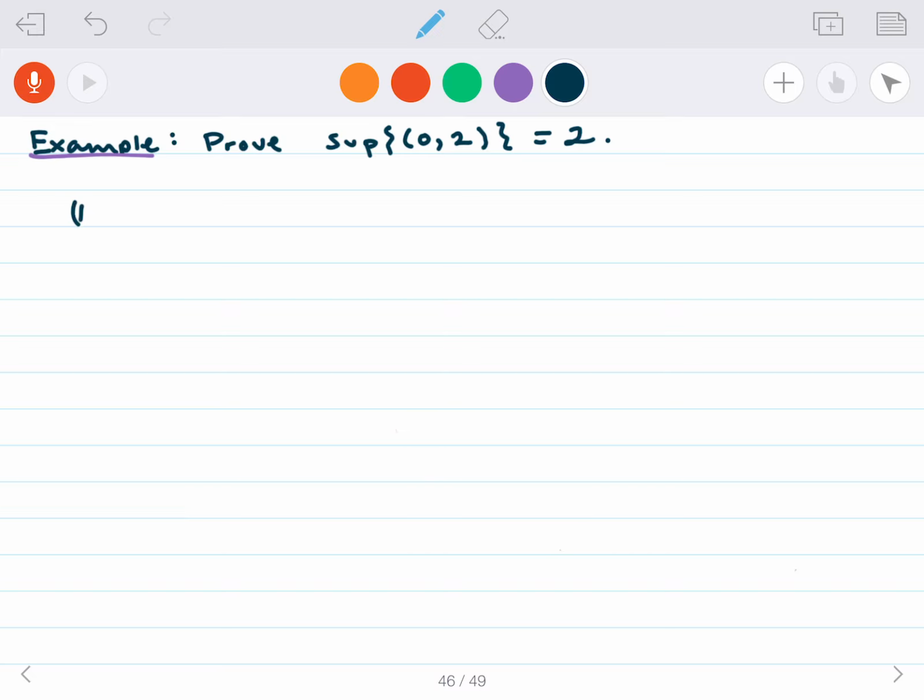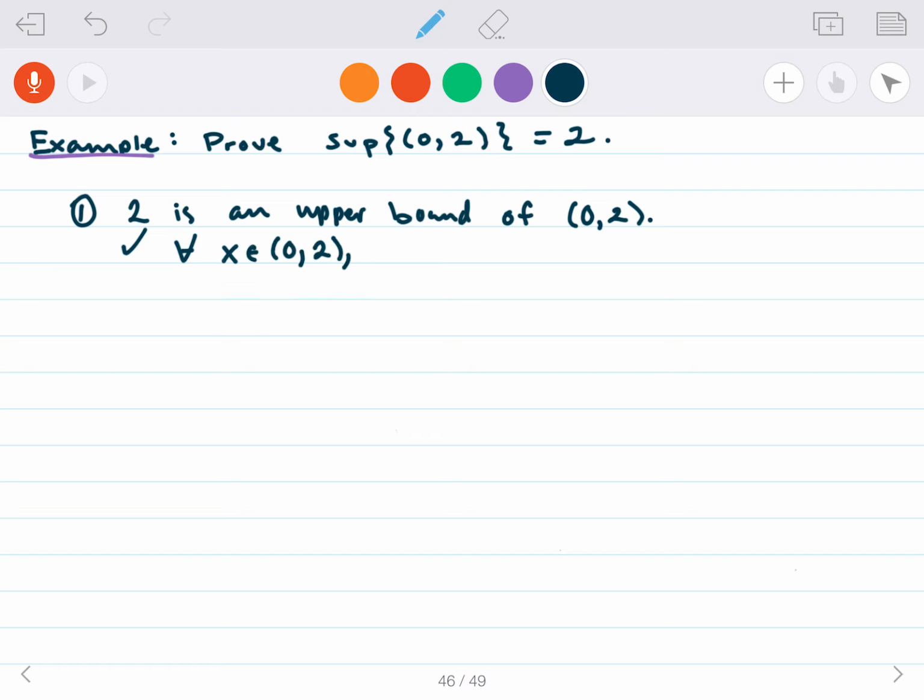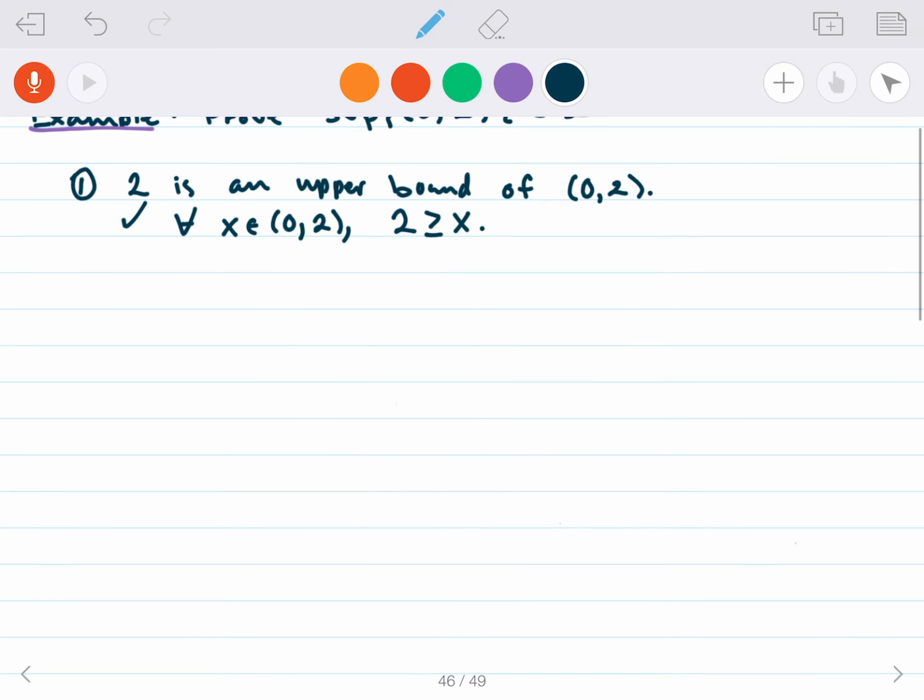So the first claim is that 2 is an upper bound of this set. And that checks out just by the definition of the set. So for all x in (0, 2), 2 is certainly going to be larger than or equal to x. And that's all it means for 2 to be an upper bound of the set. Okay? And for the second claim, we want to show that 2 is the least upper bound.